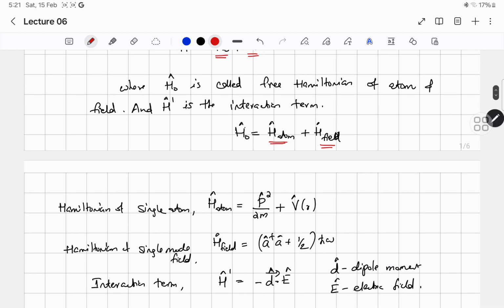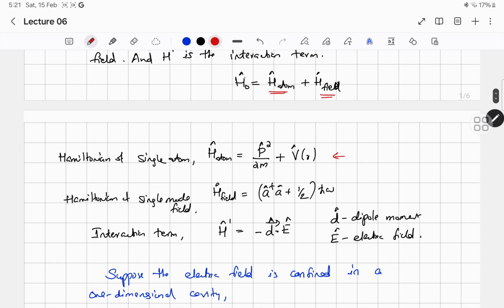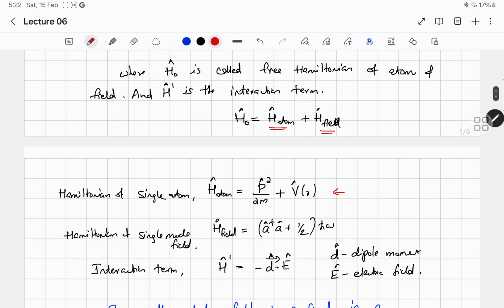The Hamiltonian of the atom is very simple. We can write p²/2m, the kinetic part, plus the potential V(r). We already know the Hamiltonian of a single atom. The Hamiltonian of the single mode field I can write as ħω(a†a + 1/2), where ω is the frequency of the field. The interaction between the field and the atom can be written as −d·E in the dipole approximation. Here d is called the dipole moment and E is the electric field.